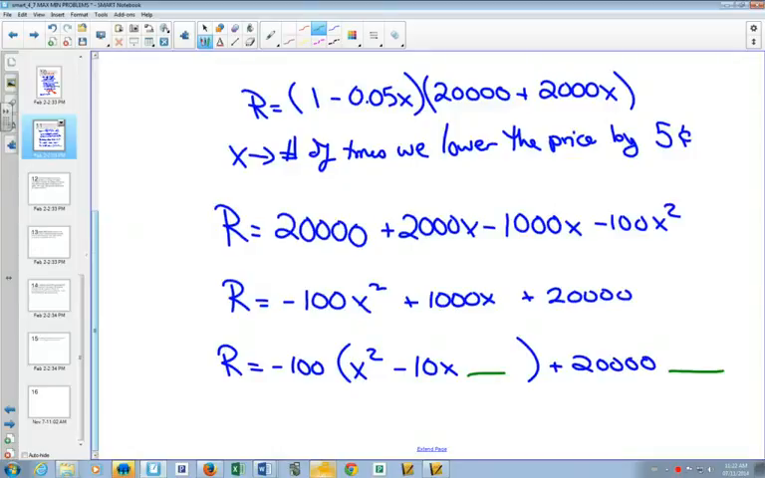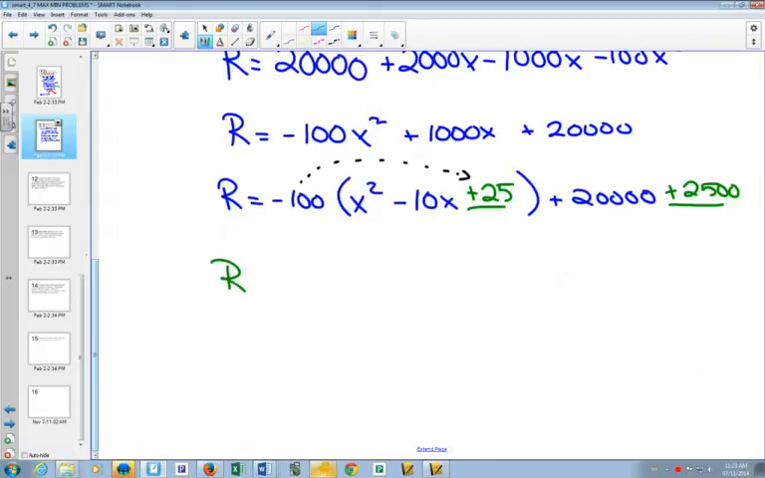What goes in the first space? Plus 25. Divide by 2 and square. What have we actually done? We've subtracted 2,500. So we need to add 2,500. Yes. Oops.